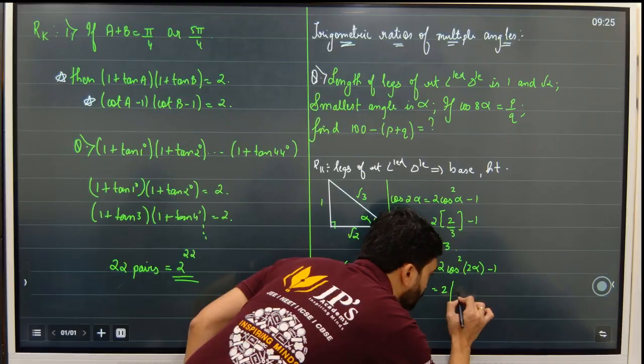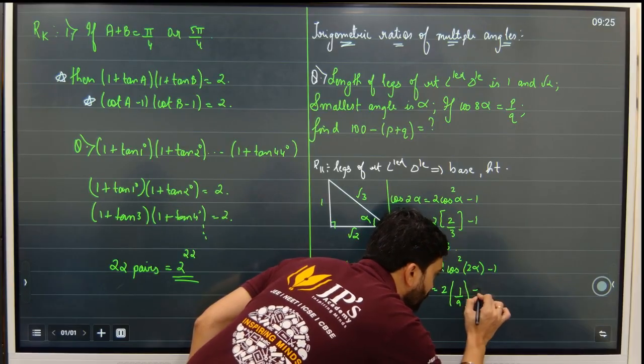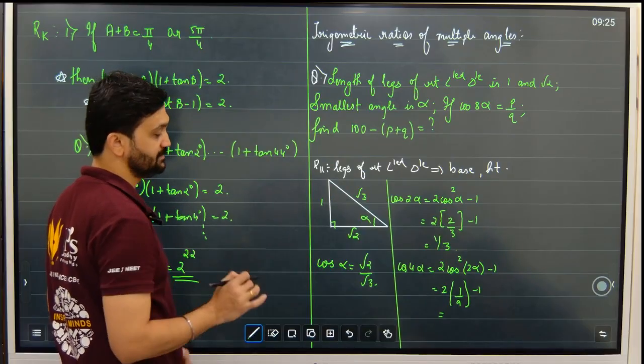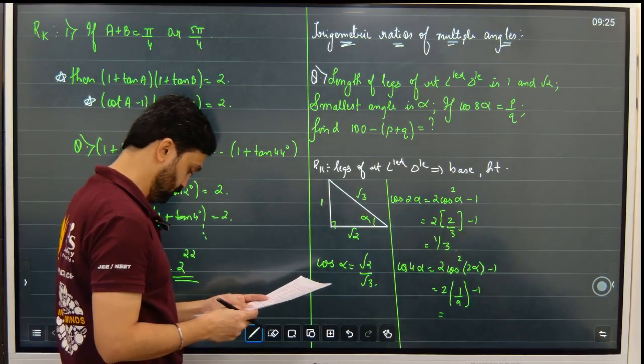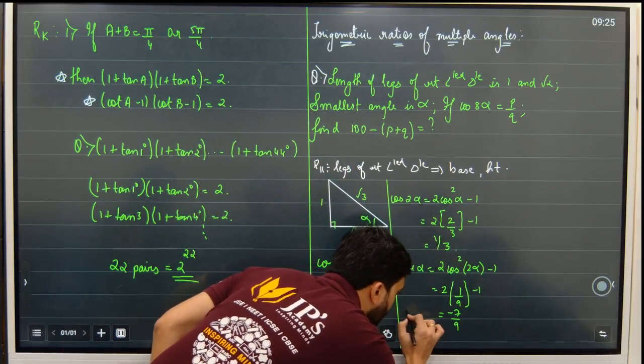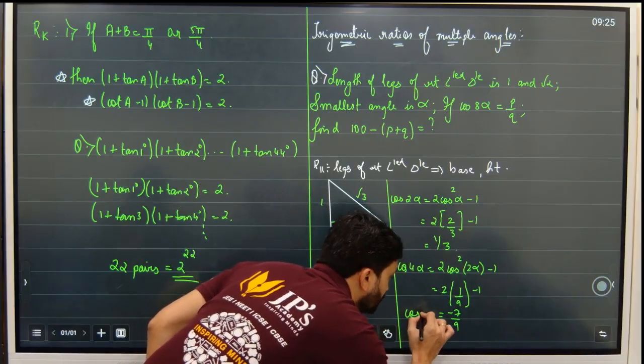This will become 2 into 1 by 9 minus 1. And if I simplify this further, this will become minus 7 by 9. So this will become minus 7 by 9. देखो ये हो गया minus 7 by 9. This is the value of cos 4 alpha.